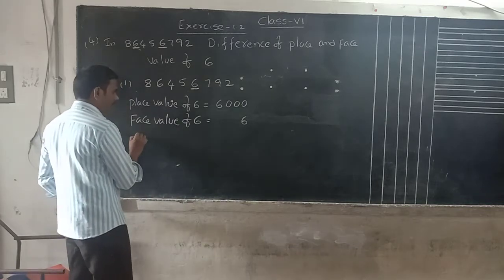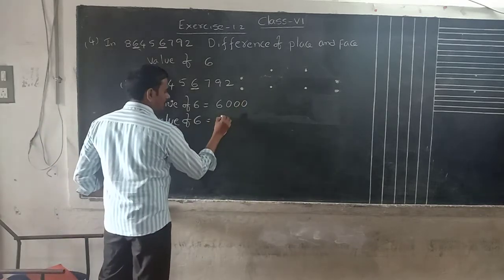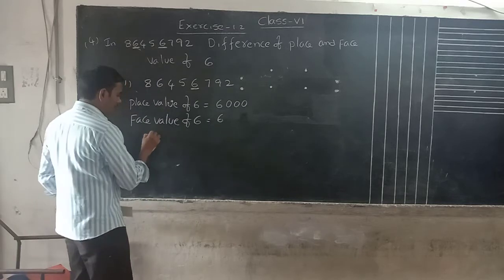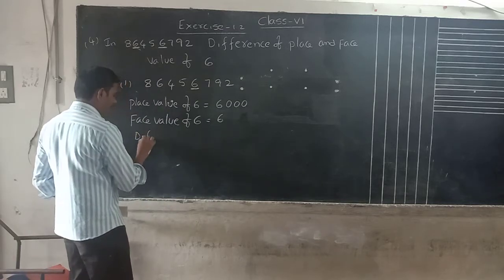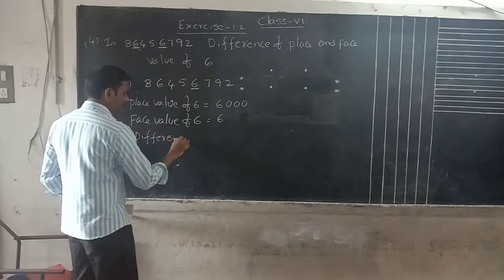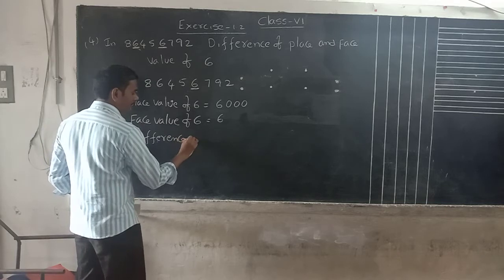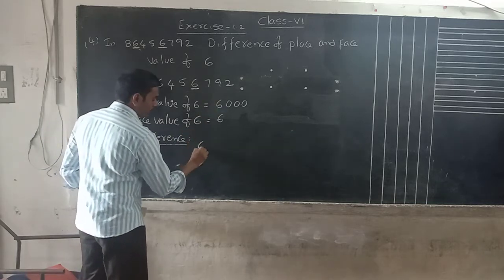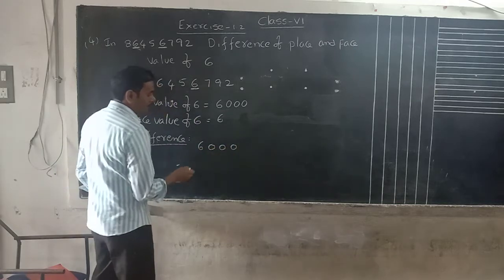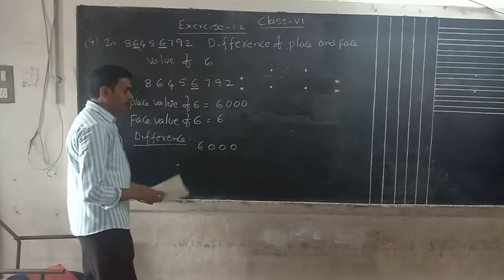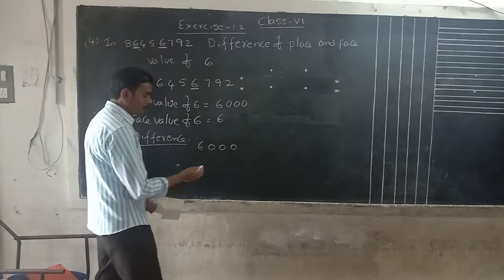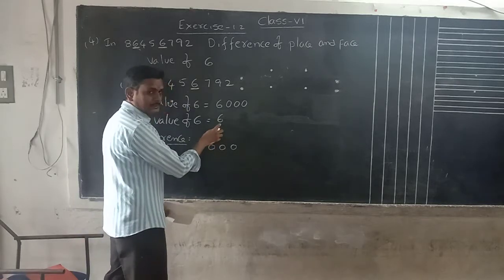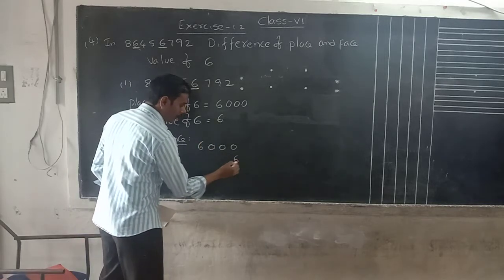Now we have to take the difference. Difference is nothing but subtracting these two numbers. 6, 0, 0, 0. The face value is only 1 digit, which means we write it in the ones place only, below the ones place.